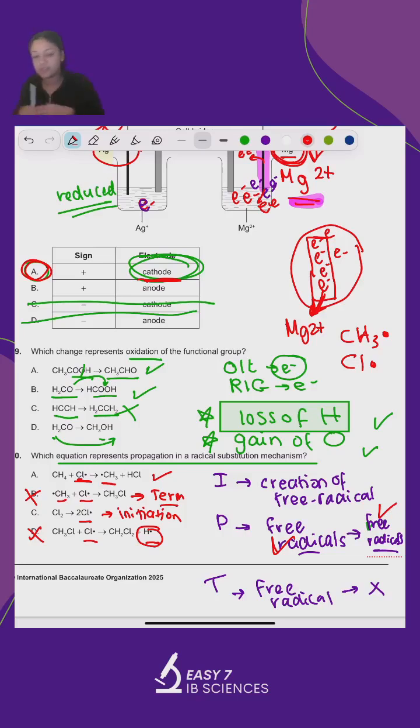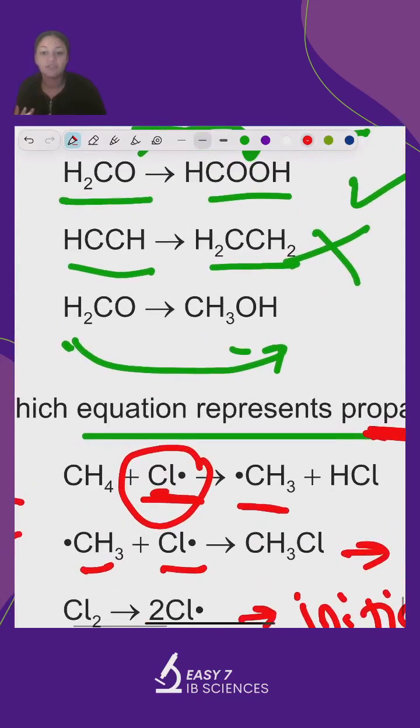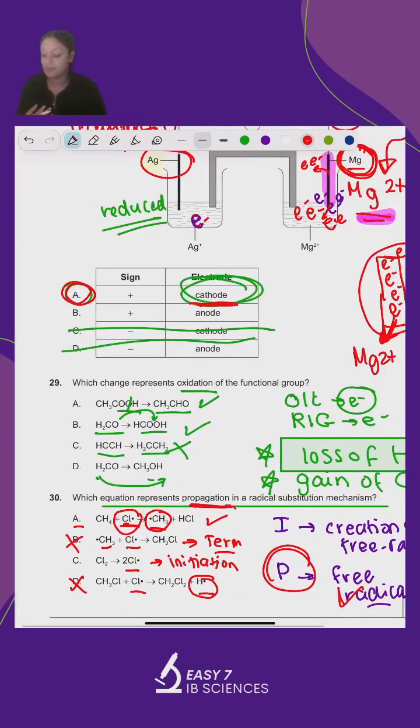So to answer this question, and it's asking us for a propagation step, we had to literally just find the step that would start with a free radical and end with a free radical. And in this case, that was A, because that little circle here that you guys can see on the chlorine, that's what means free radical. Okay, that's what shows that this is a free radical. So therefore, free radical ending with another free radical, that would be an accurate propagation step.